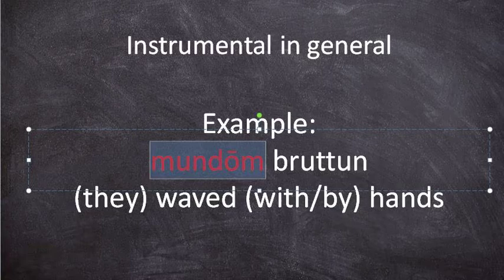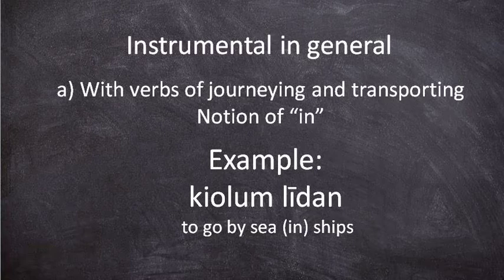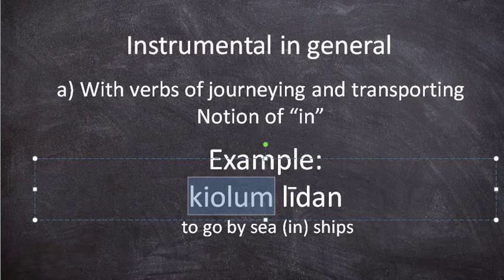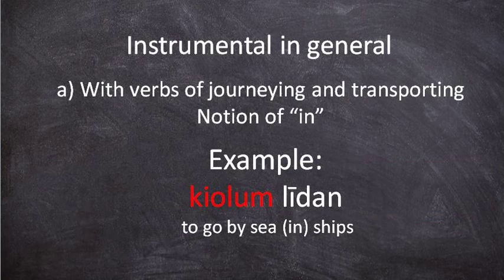So moving on. Then we have the instrumental with verbs of journeying and transporting, with the notion of in. Kyolum lidan. The verb lidan means to go by water or to go by sea, and this is our instrumental here, really dative instrumental. So, to go by sea in ships. To use a modern example, you could say to travel by foot, to travel by car, or to travel by horse or by wagon. So this is our plural dative, but acting instrumentally, and depending on the context it could be in or by. So, moving on.